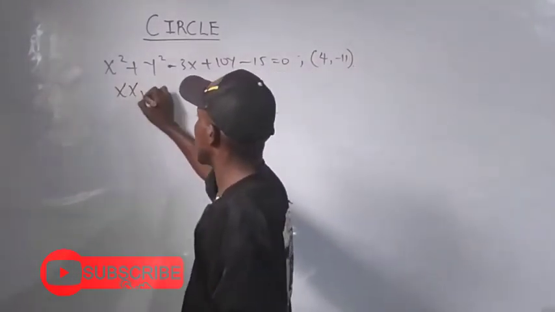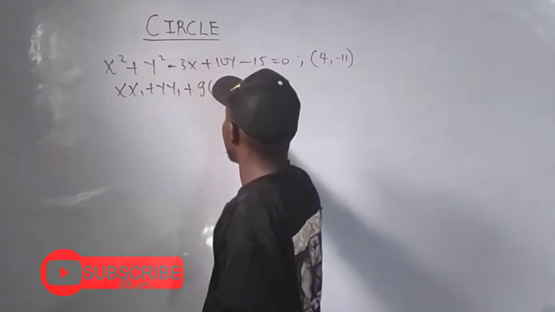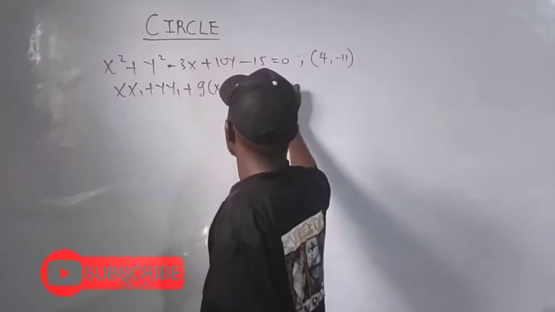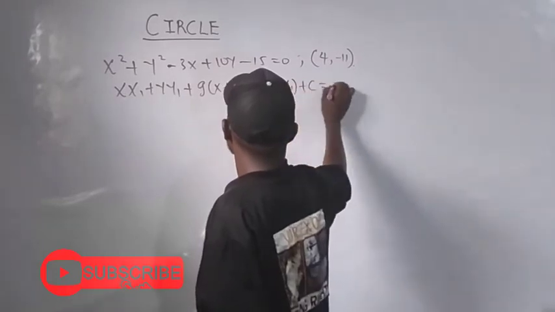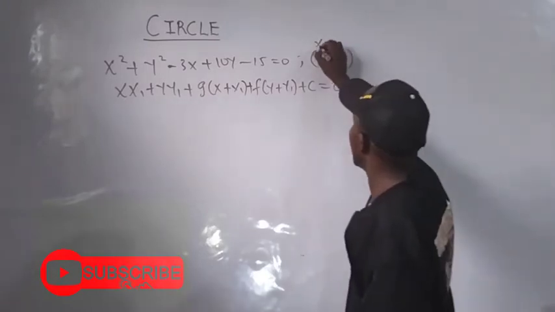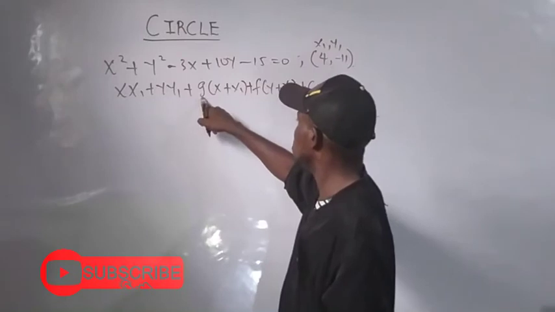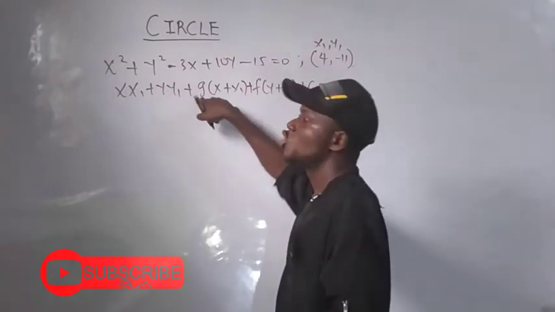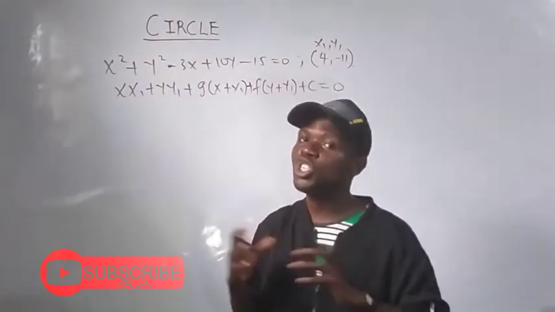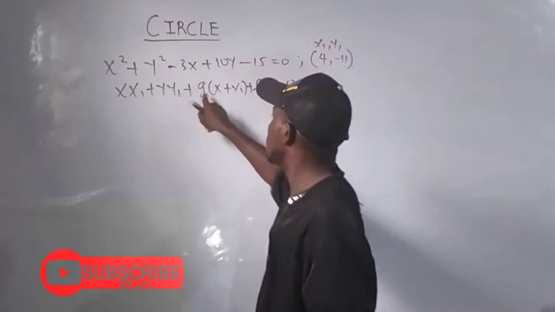So what we are going to do is recall that x x1 plus y y1 plus g in bracket x plus x1 plus f in bracket y plus y1 plus c is actually equals to 0. Then what are we going to say? This becomes our x1, just as this becomes our y1. Then you know that normally we're going to divide this one by 2 to get our g value, because initially it was 2gx from the normal equation of a circle, so that we just get a single value here.